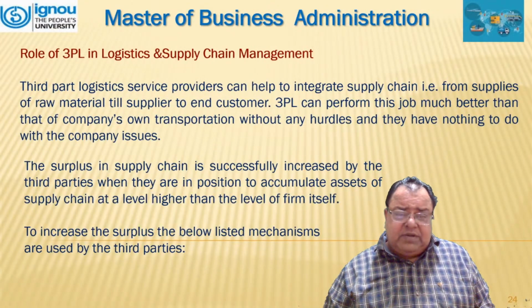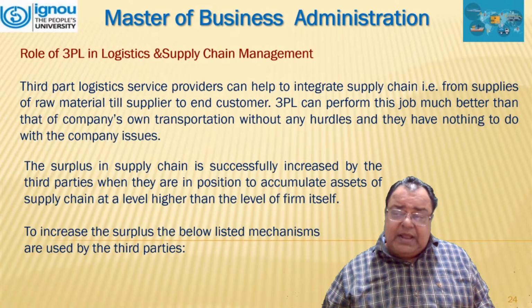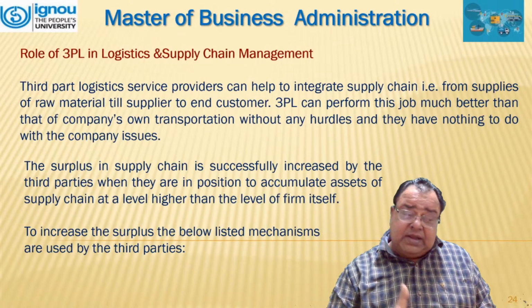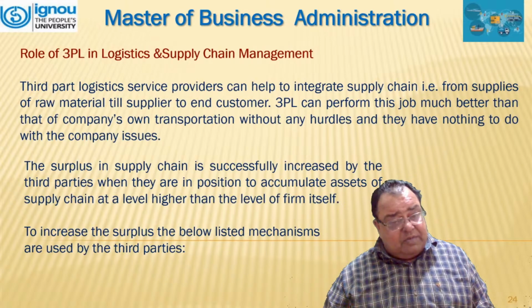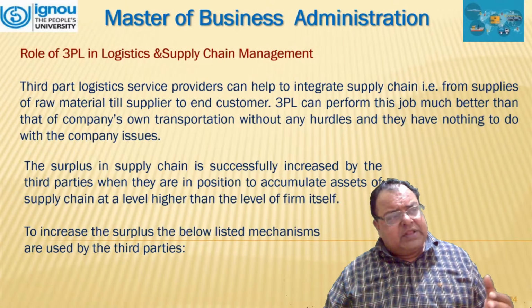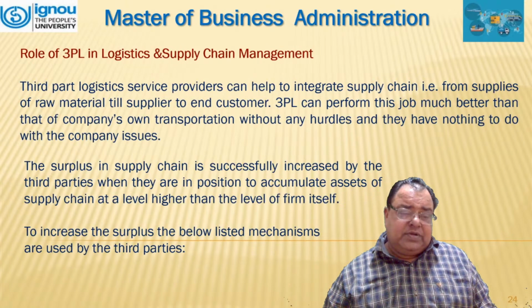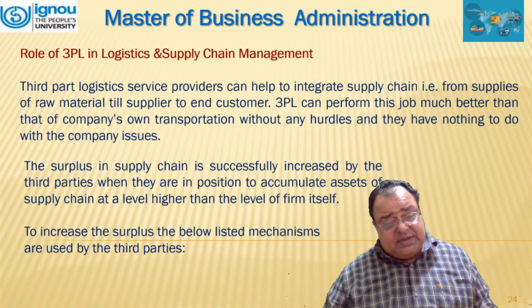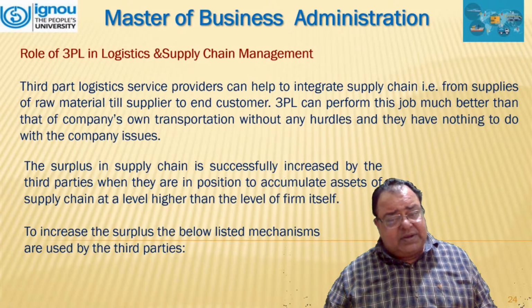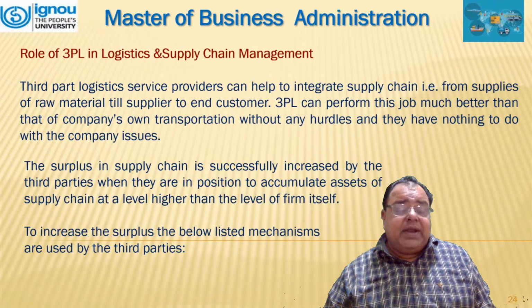Third party logistics service providers can help to integrate supply chain, that is, from supplies of raw material till suppliers to end customer. 3PL can perform this job much better than that of companies' own transportation without any hurdles, and they have nothing to do with company issues. The surplus in supply chain is successfully increased by the third party when they are in position to accumulate assets of supply chain at a higher level than the level of firm itself.